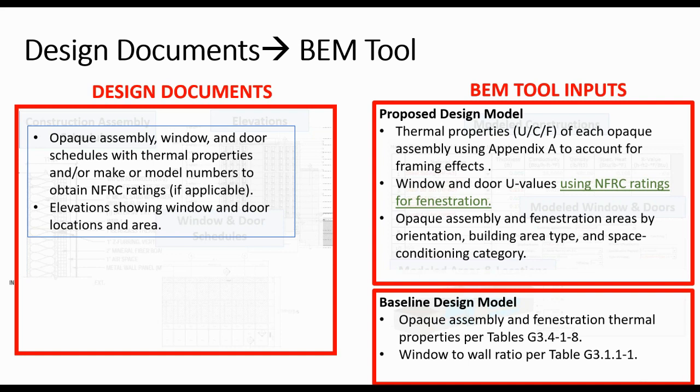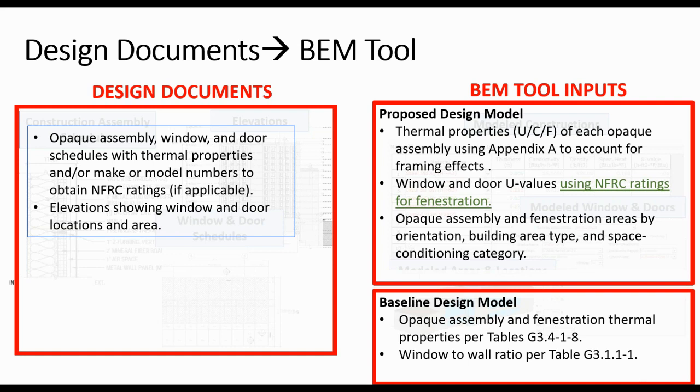Okay. You also need to take the window and door properties, sometimes shown on the drawings. So sometimes there's U values and solar heat gain coefficients shown on the design drawings. You need to obtain the NFRC ratings to ensure that those thermal properties in the design drawings include the window frame. Okay, so that takes some organization in order to do that. So in the design drawings, you have elevations showing the window and door and different types of wall locations and areas, and you need to capture that in the actual proposed design model.